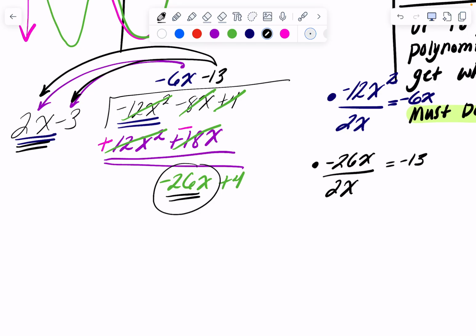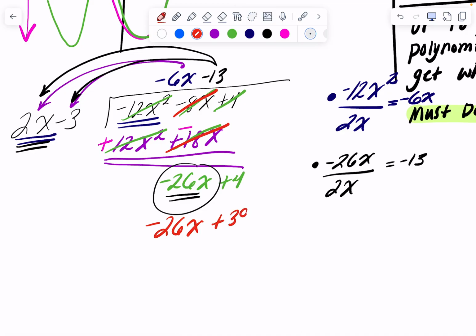And then I can re-explain what you're actually asking. So we had a negative 8x and a negative 18x, which adds up to be negative 26x. Oh, okay. That makes sense. Yeah. So now we're doing 13 times 2x is negative 26x. Negative 13 times negative 3 is positive 39.